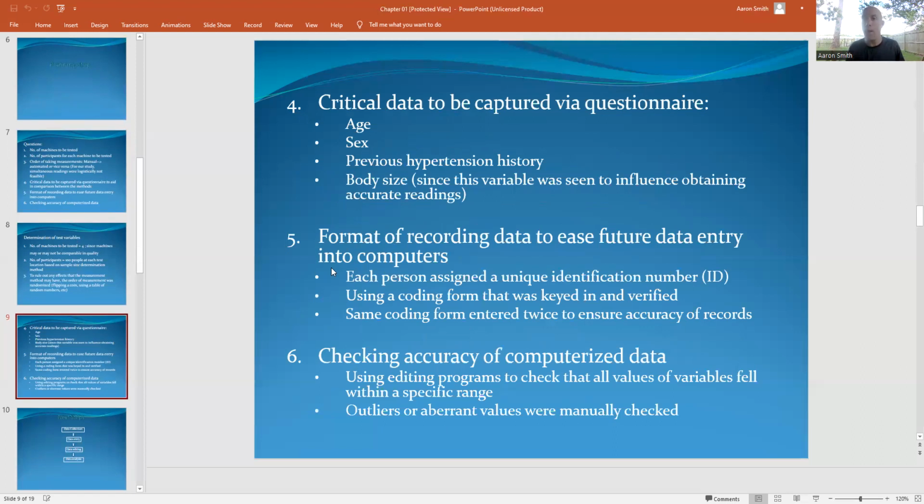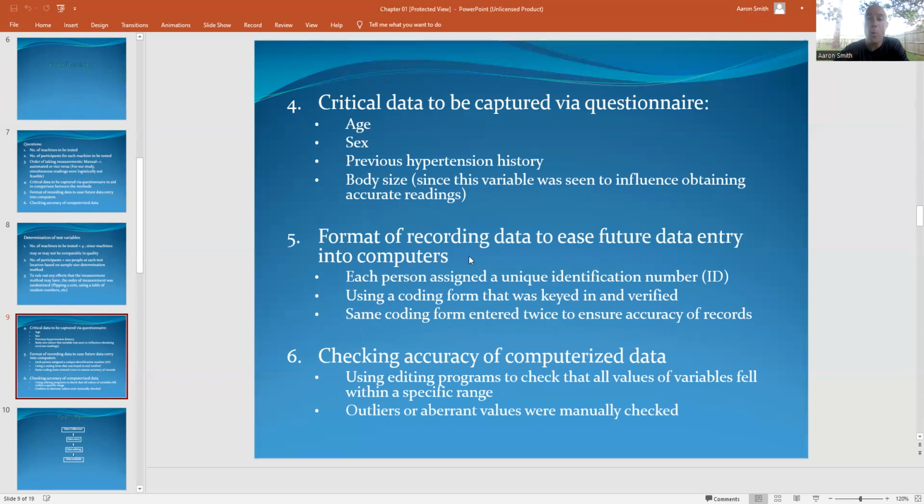All right, so some information that we're going to want to have. Anything that we know of that would impact blood pressure, we would definitely want to include in our questionnaire. So we'll include age, sex, hypertension history, body size. The reason why we're pulling this in is because we know that body size can influence the accuracy of the readings. So if it ends up that body size is impacting accuracy more on one method than the other, we could see the difference arising from that.